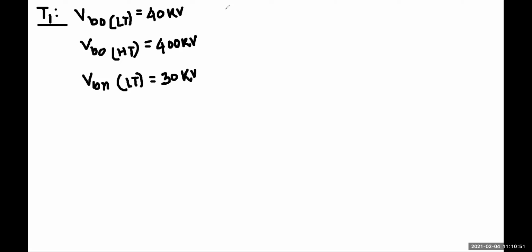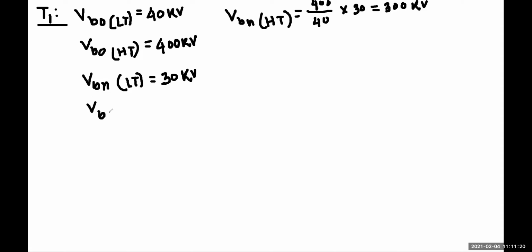So how much will be your V base new on the high tension side? You will divide that 400 by 40 into 30 kilovolt. So your V base new high tension side will be 300 kV, right? Yes, sir.